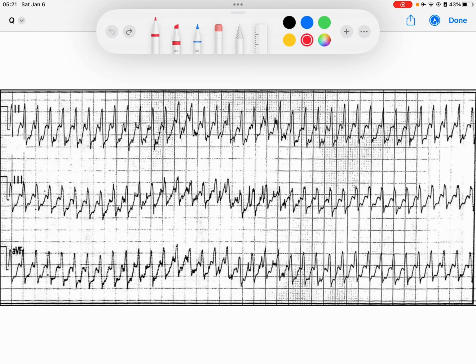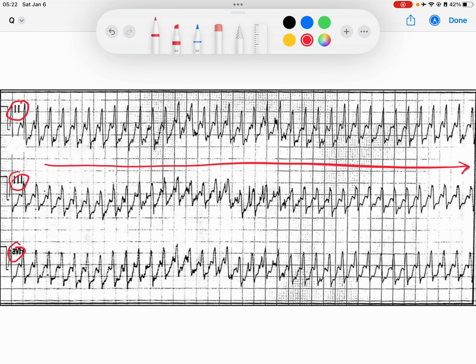So let's get started and take a look at this rhythm here. I want you to first notice that we're only looking at leads 2, 3, and AVF. And if you see, this is just one long rhythm of all of those. So this is not a 12 lead. This is just a rhythm strip. And so let's do what we always do. Let's just take a look at the rhythm here.